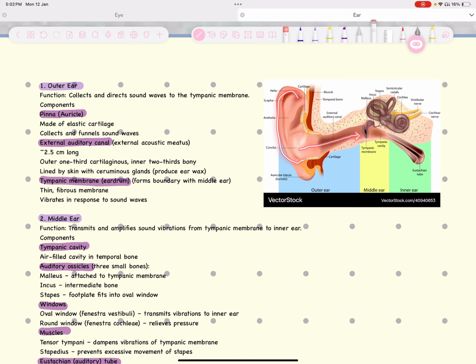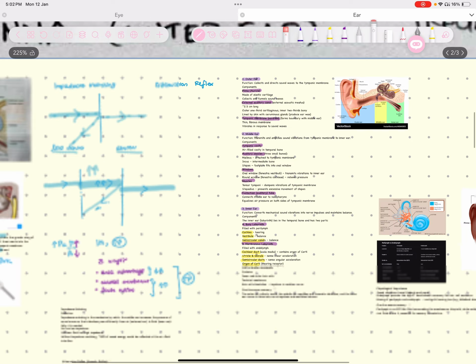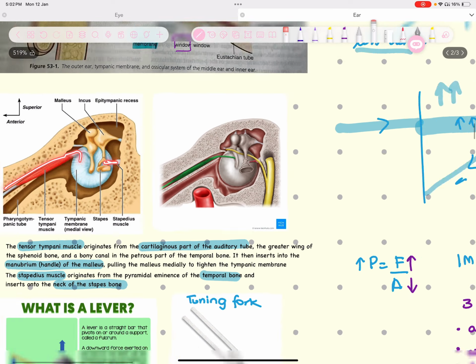Then we have the middle ear. The middle ear comprises the tympanic cavity. Then we have the ossicles, the auditory ossicles, which are the malleus, incus, and stapes. Then you have the windows, the oval window and the round window. The oval window is upper and the round window is lower. Then we have the muscles, the tensor tympani muscle as well as the stapedius muscle, which I already showed you here.